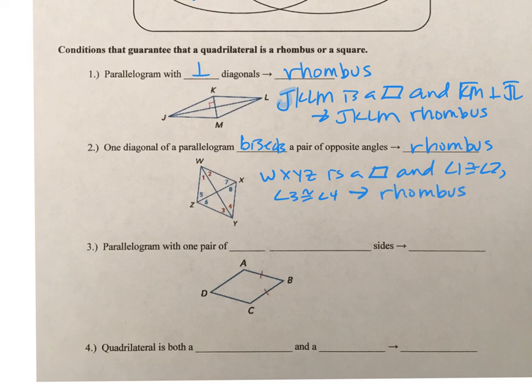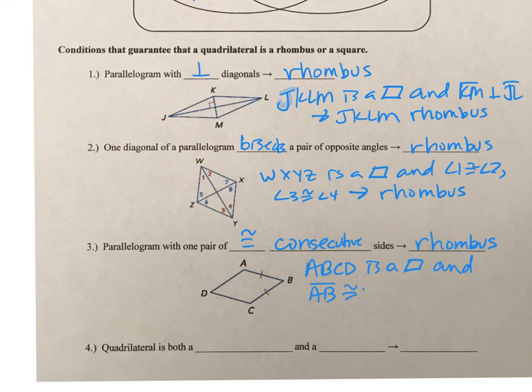Then that guarantees that that parallelogram has to be a rhombus. Okay? Number 3 says if we have a parallelogram that has one pair of congruent consecutive sides, okay, we don't need to worry about the other pair of sides. That's enough to guarantee that that parallelogram has to be a rhombus. All right, so let's write that in terms of this diagram. So if ABCD is a parallelogram and side AB is congruent to side BC, in other words, we have a pair of consecutive congruent sides, then we can conclude that that parallelogram has to be a rhombus.